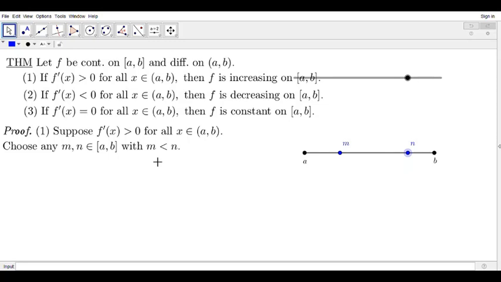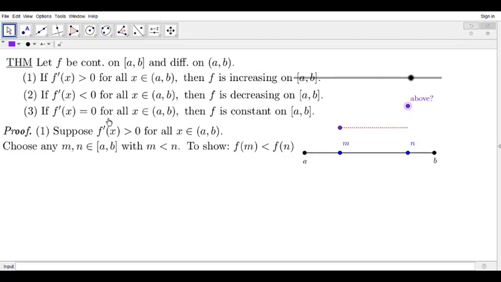So to show that f is increasing, what we have to do is show that the point on the graph corresponding to m would be lower than the point on the graph corresponding to n. So in other words, we have to show that the y-coordinate at n is higher than the y-coordinate at m. All right, so I'm moving the point corresponding to n. We have to show it's higher than the level of the point corresponding to m, so higher than that red dotted segment. All right.